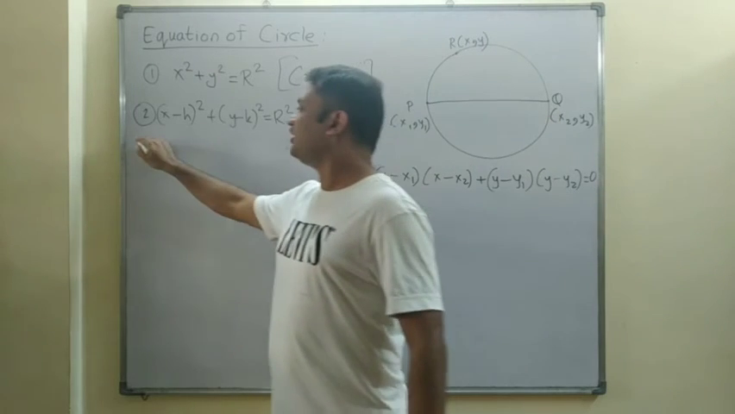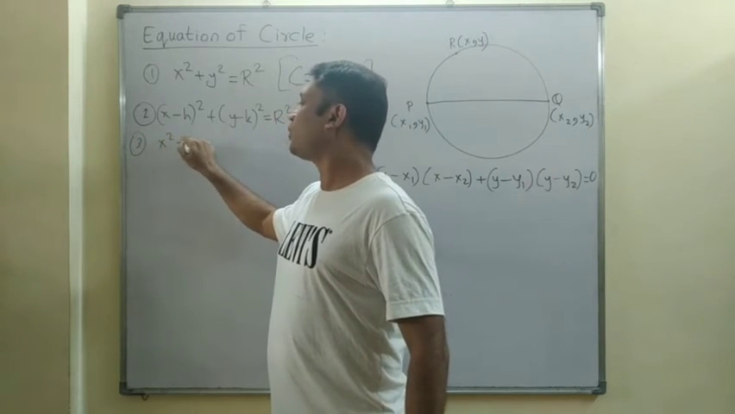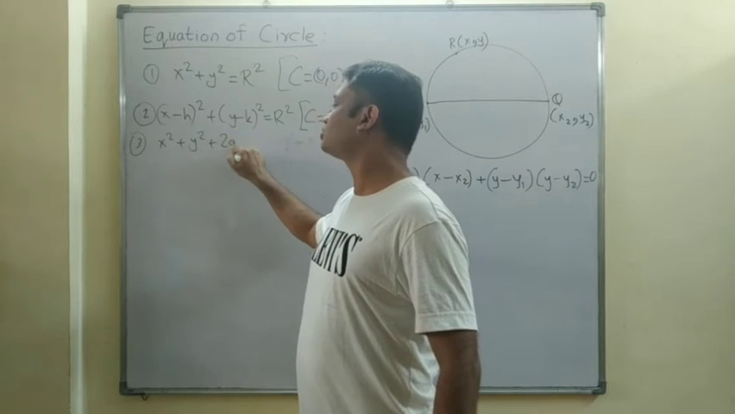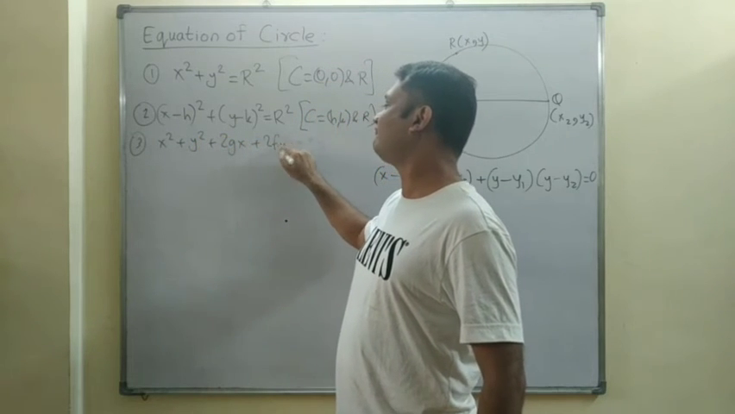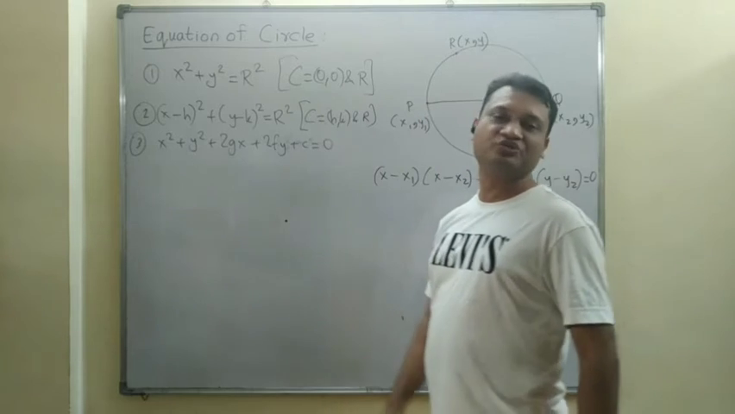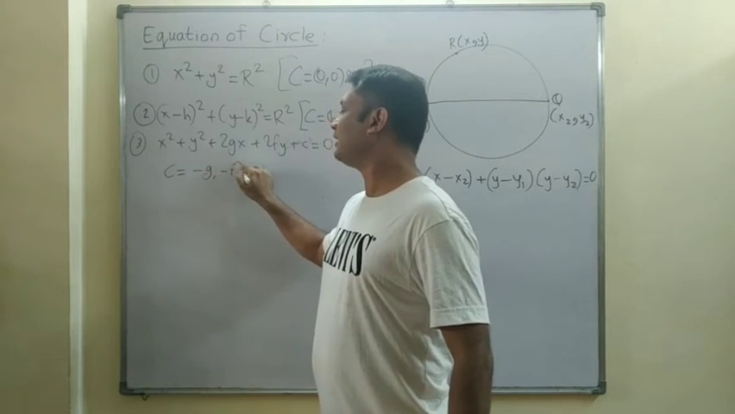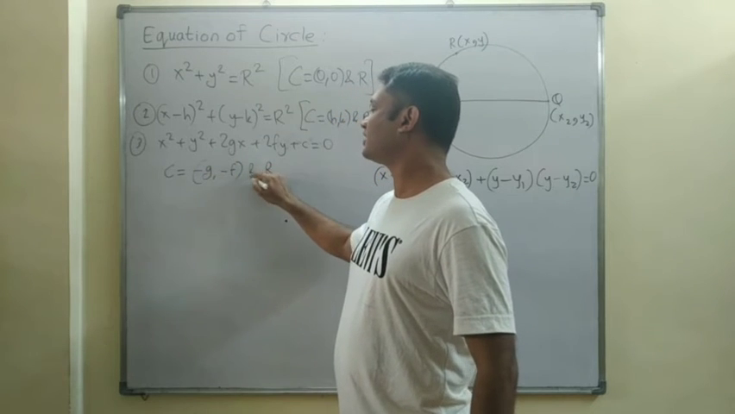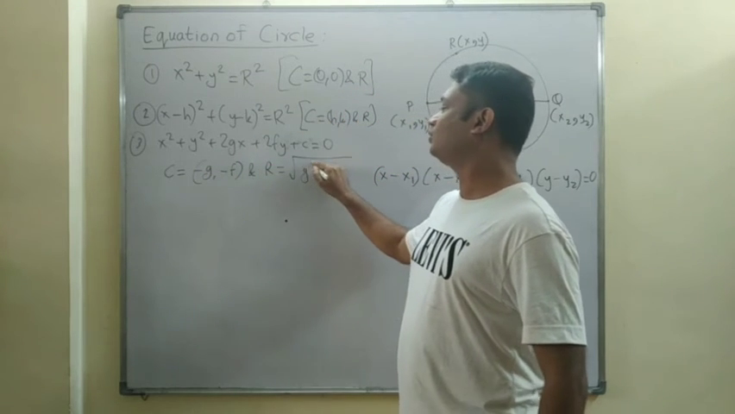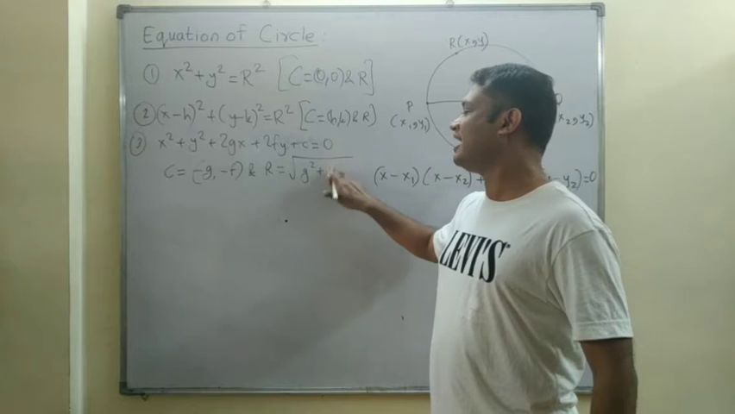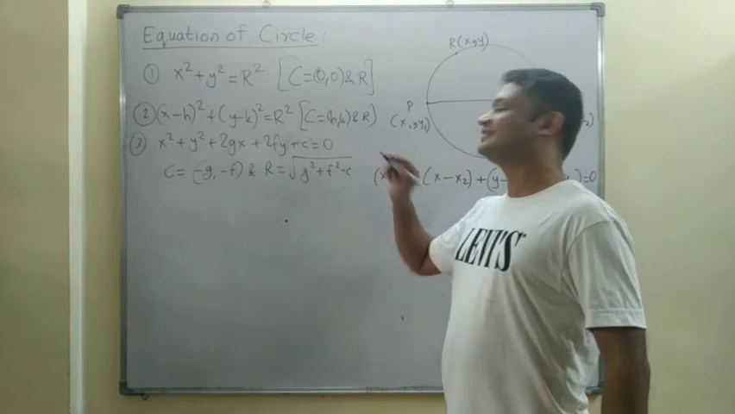Then we studied general equation of circle, x square plus y square plus 2gx plus 2fy plus c is equal to 0. Here center of circle is (minus g, minus f) and radius of circle r is square root of g square plus f square minus c.